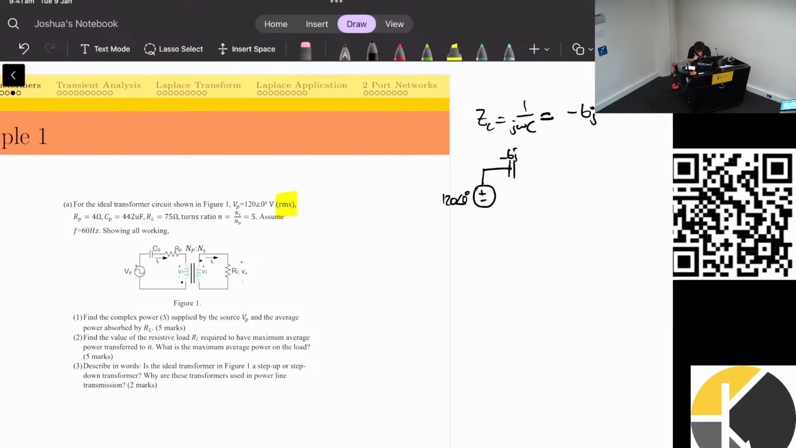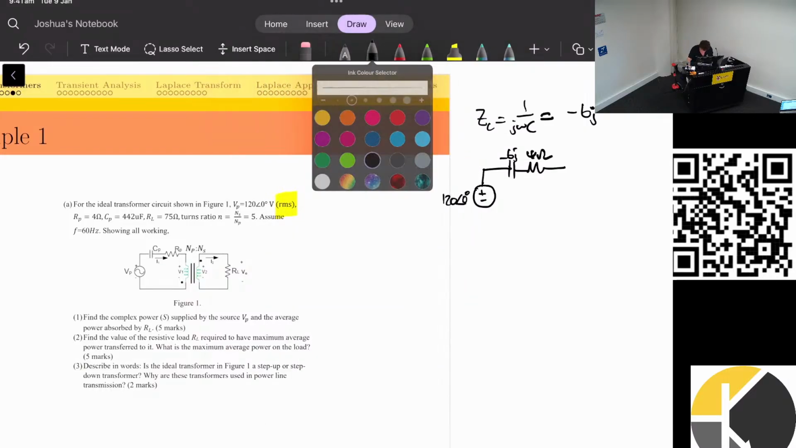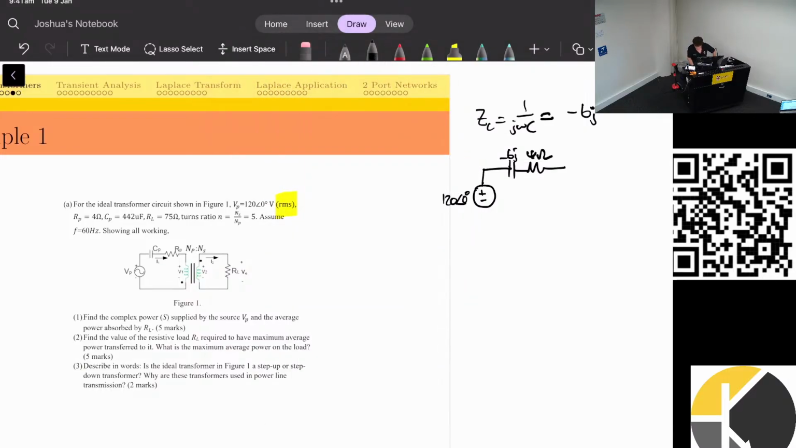The next thing they've given us is Rp, which is 4 ohms. Now, this is where it should be jumping out at you. There's not a lot of complexity on the secondary side of the circuit. We don't actually need to do any analysis, any fancy V2 and V1. We can just use reflected load in this question. So they've given us N.